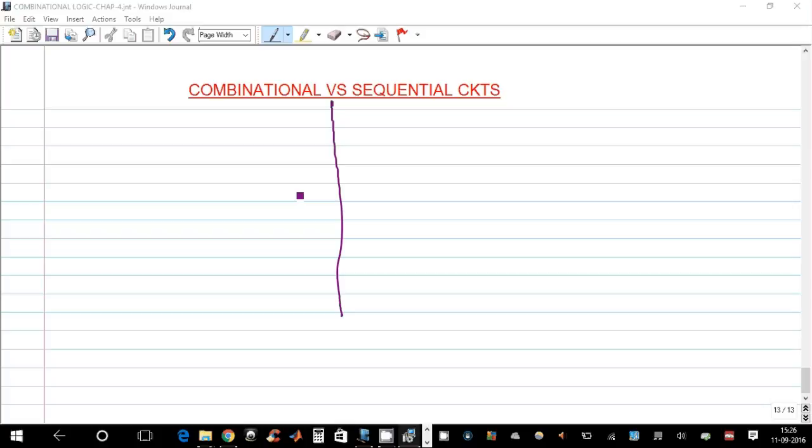Let's start our discussion by pointing out the difference between combinational versus sequential circuits. The combinational circuits are the circuits whose present output depends only on the present inputs. So let me write the basic definition first. These are the logic circuits whose present output depends only on the present inputs.